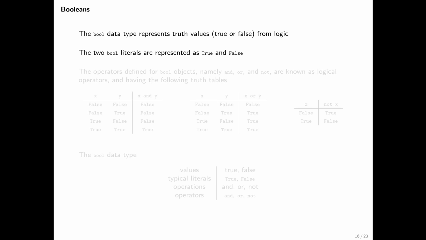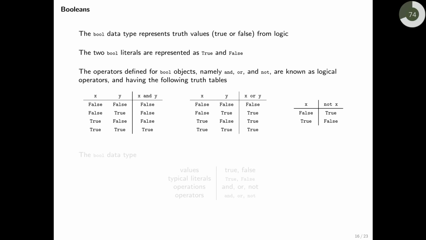Now in Python, the Boolean literals are represented as True and False, but with a capital T and a capital F, right? So if you want to talk about true, write it as True with a capital T. If you want to talk about false, write it as False with a capital F. So these are the two Boolean literals and the only Boolean literals, all right?